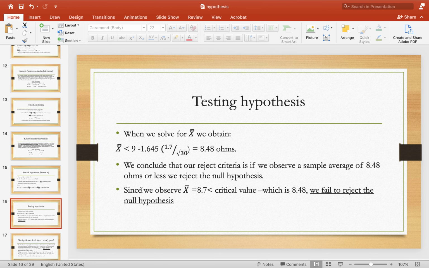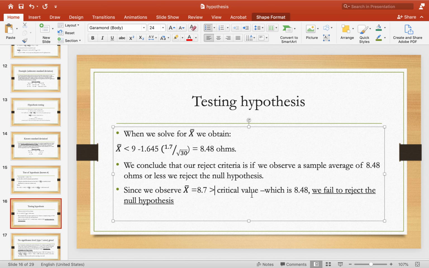So when we solve for x bar, I'm going to get 8.48 ohms. And that's my rejection criteria on the sample average. So our conclusion is that we can reject our null hypothesis if we observe a sample average of 8.48 ohms or less. Now, our sample average is not less than the critical value, it's greater than the critical value, and hence we fail to reject the null hypothesis. 8.7 is not in the rejection region.